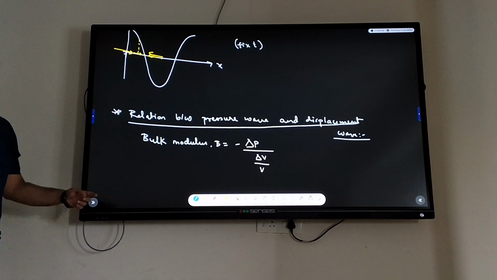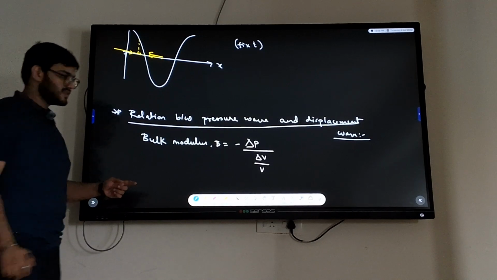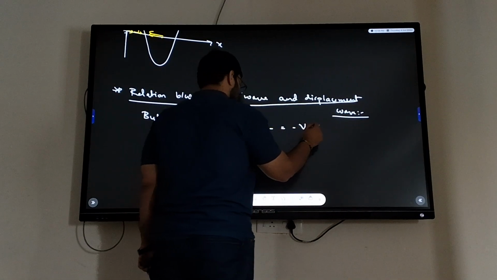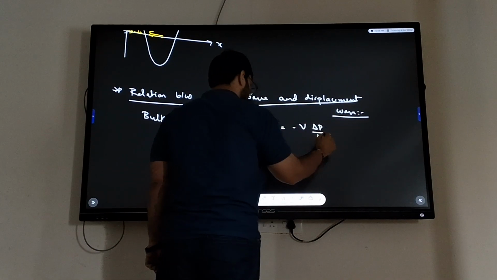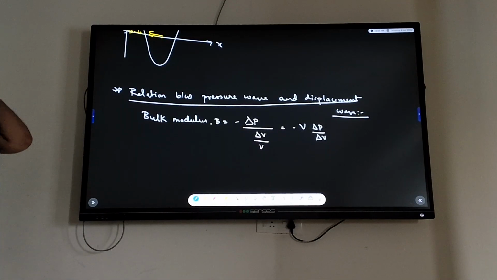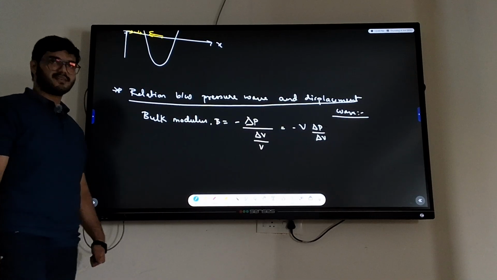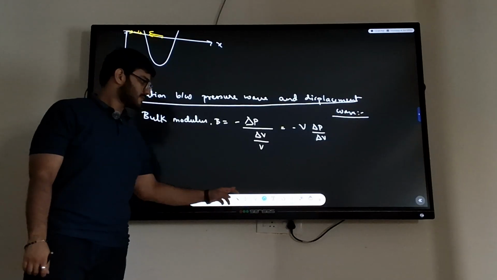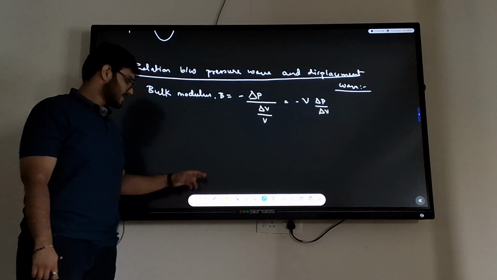Do you remember this? This can be written as minus V delta P by delta V. That's why you should revise. What is the delta V? That's the change in volume. Okay. Just for fun I wrote this. Let's try to see whether it will be useful to us or not. Now let's keep it aside, okay?